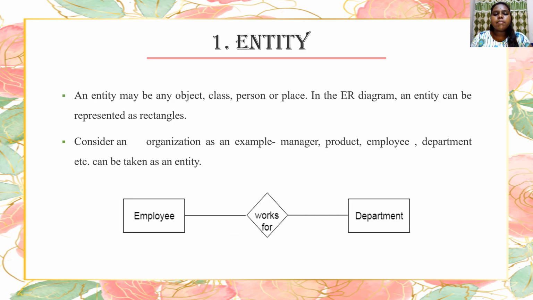An entity may be an object, class, person or place. In the ER diagram, an entity is represented as a rectangle. Consider an organization as an example. Manager, product, employee, department, etc. can be taken as entities. In the below figure, employee and department are the entities.